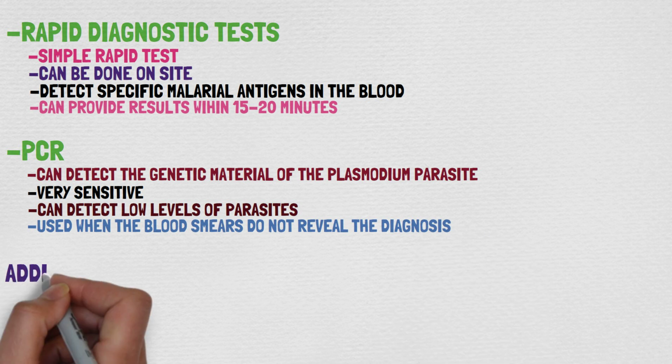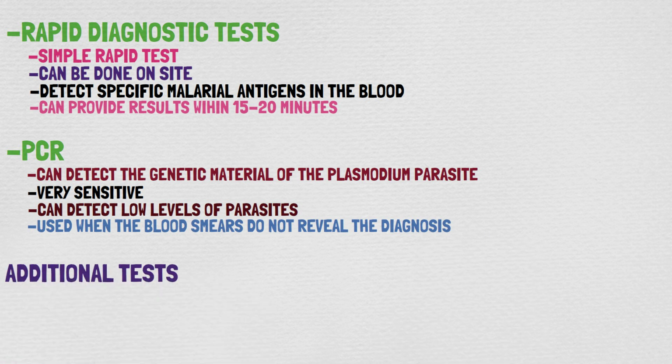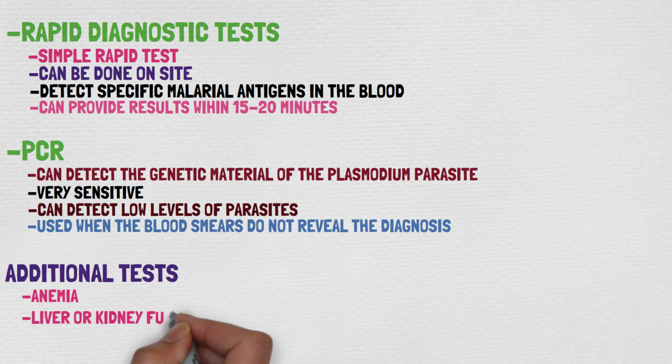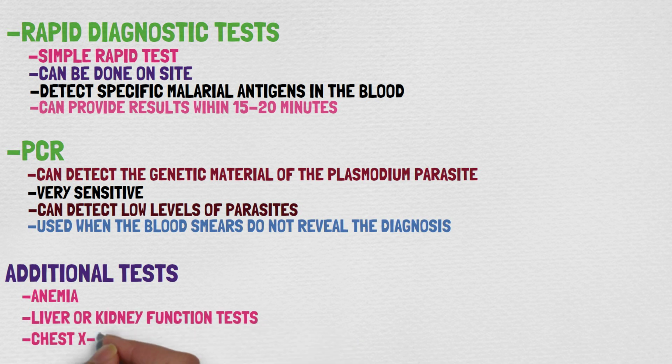In some cases, additional tests may be needed to confirm the diagnosis or to check for the complications of malaria. These may include tests to check for anemia, liver or kidney function tests, and chest x-rays. Now let's talk about the treatment of malaria.